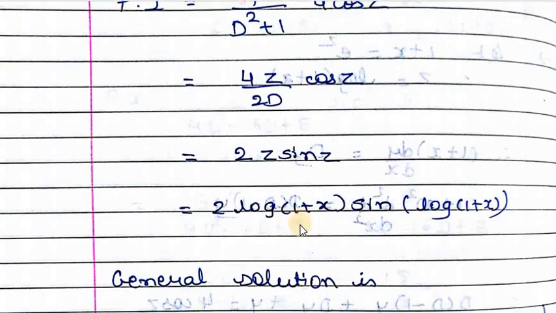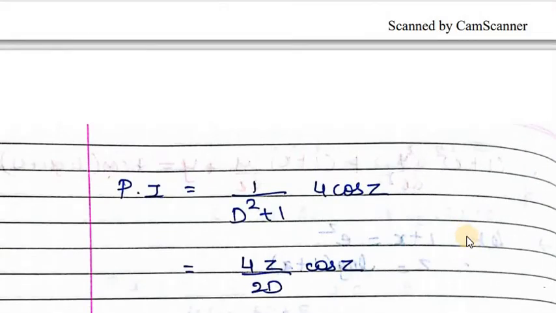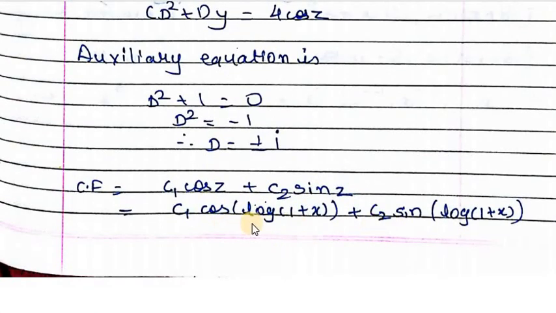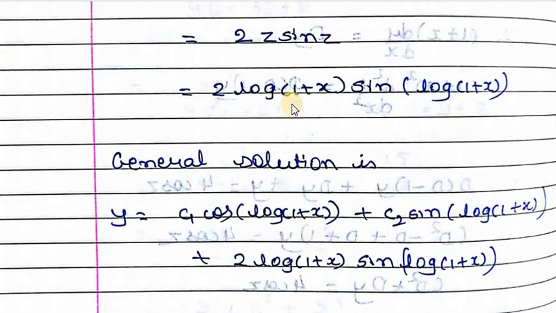So the general solution, that is y equals CF plus PI. And CF is C1 cosine of log(1 plus x) plus C2 sine of log(1 plus x), that is this one, plus PI, that is this one, 2 logarithm of 1 plus x into sine of logarithm of 1 plus x.